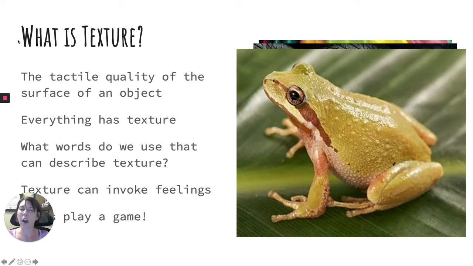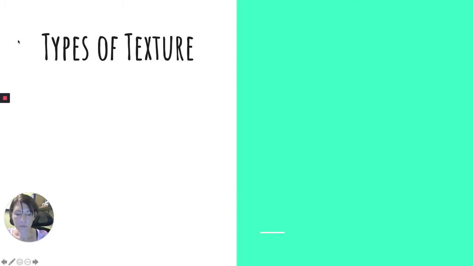And here we have a frog. Now, frog, we think slimy. For some people that might be icky, and for other people that may be really cool. They may like that texture. So different textures can actually mean different things to different people. We do have types of texture. So we have something here called real or actual texture.